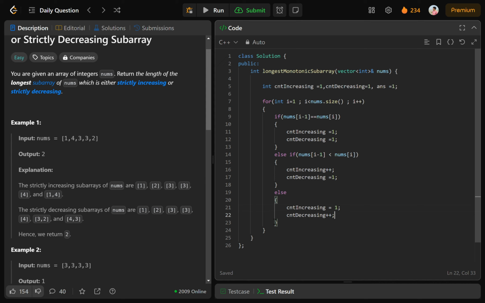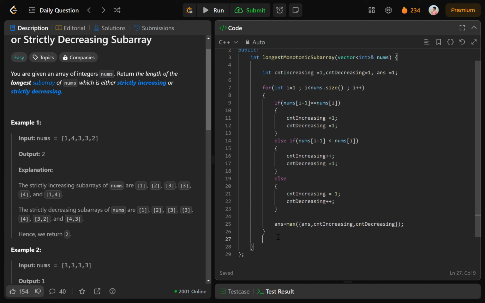Now at every step we are updating our answer. So answer equals the max of the previous answer and these two counters, count increasing and count decreasing. Now we will finally return the answer.